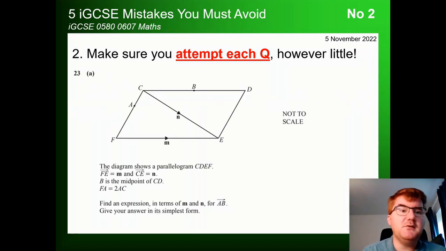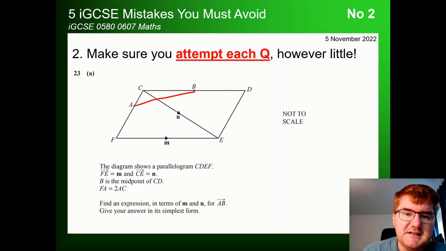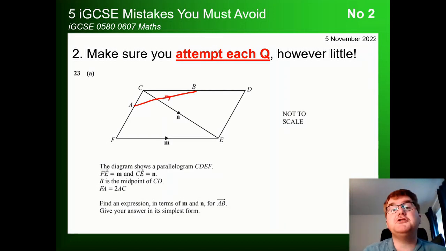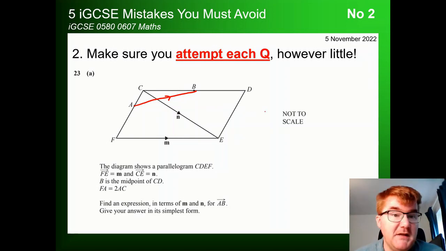But if we take this question that they mention here, so question 23, and we read through this, well, B is the midpoint of the length CD, FA is 2 lots of AC, and they want you to find the vector AB, so going from here to here. Now this is a 3-mark question. Even if you're not sure exactly how to split the line up, we can work out some vectors. So for example, you know the vector FC is going to be useful in some way.